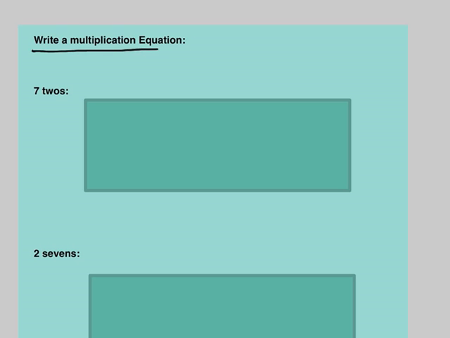The question here is, write a multiplication equation. You know that a multiplication equation will have an equal sign in it. Okay, the 7 twos. How to write 7 twos? 7 twos means 7 times 2. Since it's an equation, we should write an equal sign in it. So 7 times 2 means 7 plus 7, which is 14.